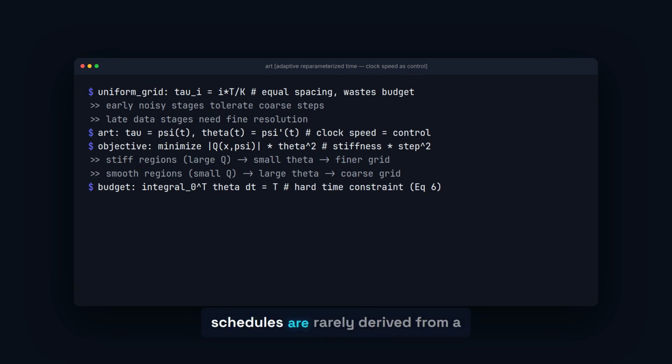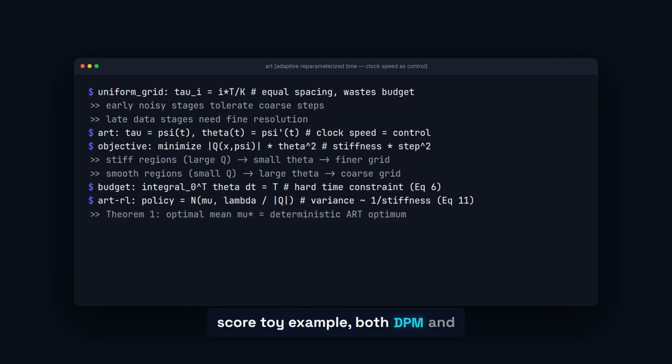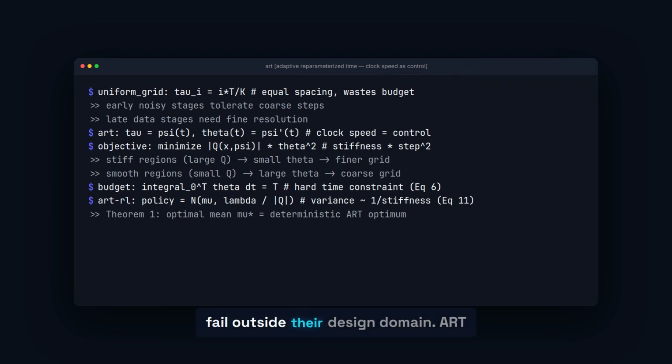Existing handcrafted schedules are rarely derived from a principled optimization. In a 1D analytical-score toy example, both DPM and EDM schedules actually perform worse than uniform, proving that handcrafted schedules fail outside their design domain.